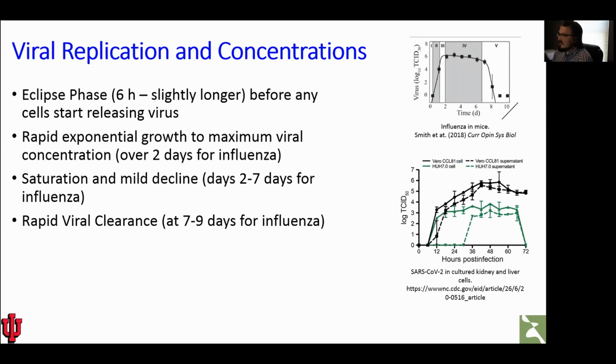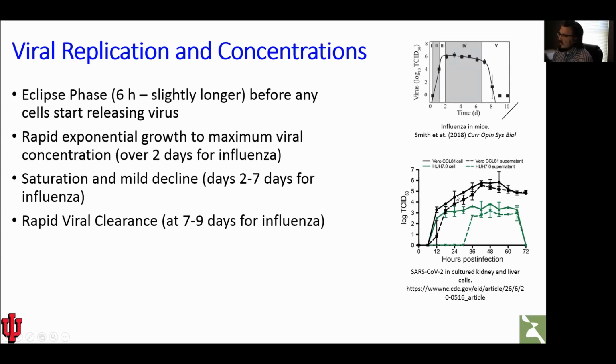Now, when we look inside individual cells, or when we look at a particular population of cells and measure the amount of virus that we find, after infection there's an initial eclipse phase. You can see this both for data on influenza and for SARS-CoV-2. There's this eclipse phase after initial infection where we really don't find much virus, after which there's rapid exponential growth. This is due to exponential amplification by genomic replication.